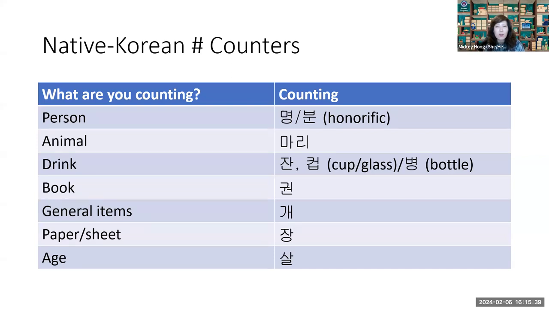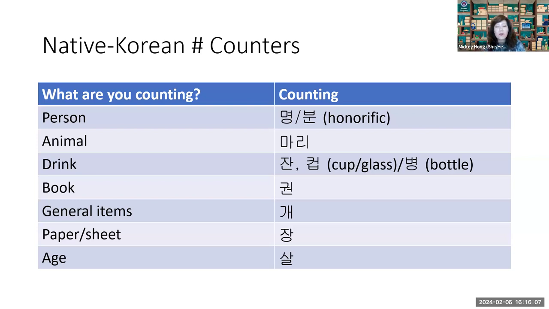Yes, it's a counter for people, honorific, but it's also for counting minutes in telling time or quantity of time, duration of time. When you're counting animals, the counter is 마리. Drinks, it can be 잔, cup, or 병 is bottle. Like 잔 is a serving of drink. 권 for volumes, anything bound, books, magazines.